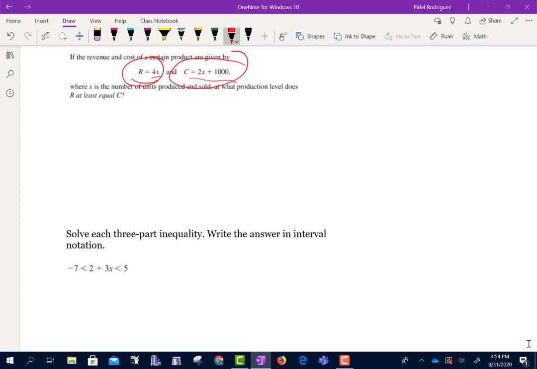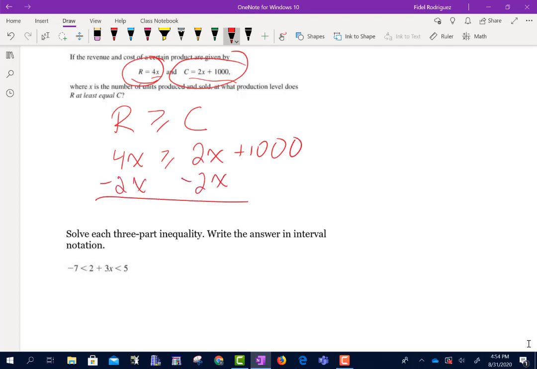Or that I sell, it costs me $4. To make those widgets, it costs me $2, but I had to spend $1,000 to rent the place where I make my widgets and all that kind of stuff, okay? So now we're trying to figure out what production does R at least equal C. So R is going to be at least equal to, so it'll be bigger than or equal to C. So R is going to be 4X, and that's going to be bigger than or equal to 2X plus 1,000.